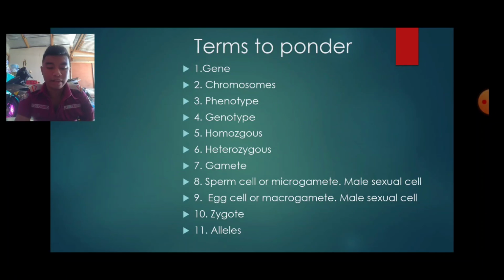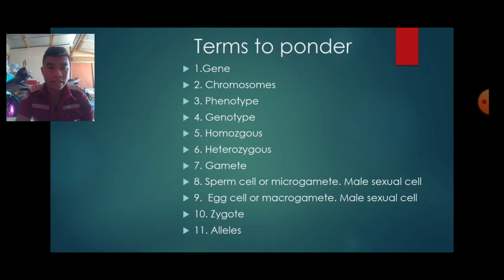Zygote is the fertilized egg cell that results from the union of a female gamete, egg or ovum, with a male gamete, sperm, in the embryonic development of humans and other animals. The zygote stage is brief and is followed by cleavage, when the single cell becomes subdivided into smaller cells.